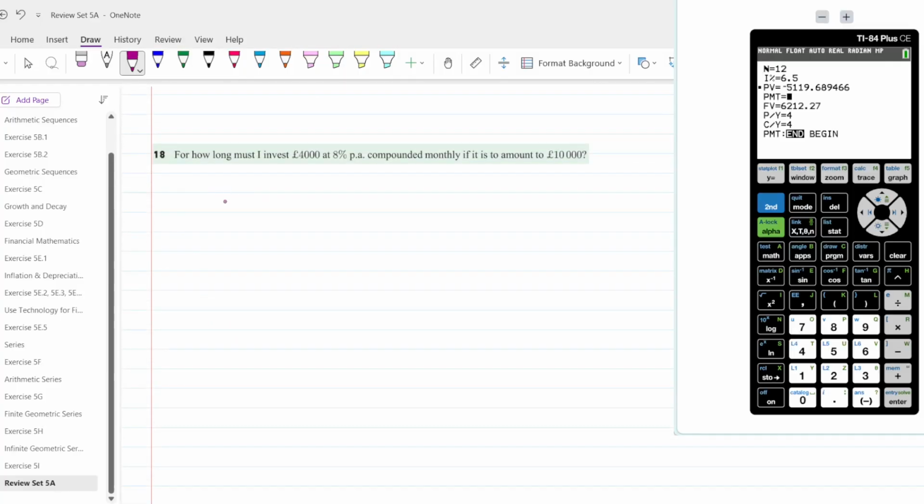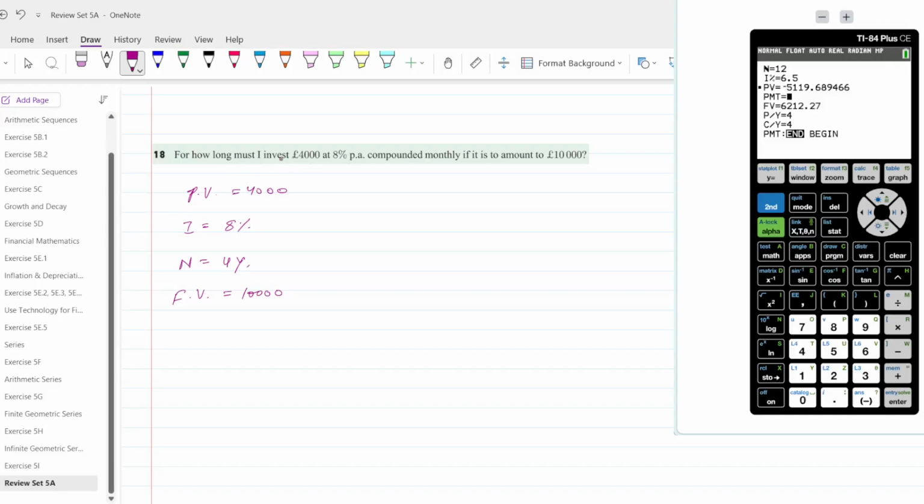That's the answer. Let's go to the next problem. For how long must I invest 4,000? So present value is 4,000. I is 8%. N is going to be 4 times the number of years. And future value is 10,000. So one of the values has to be negative. So let's see.